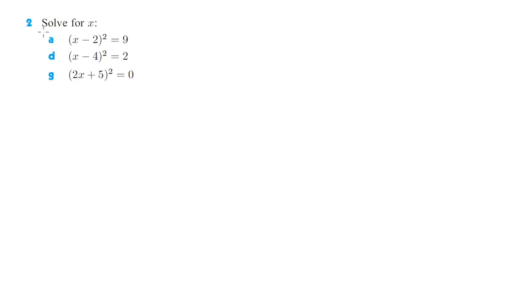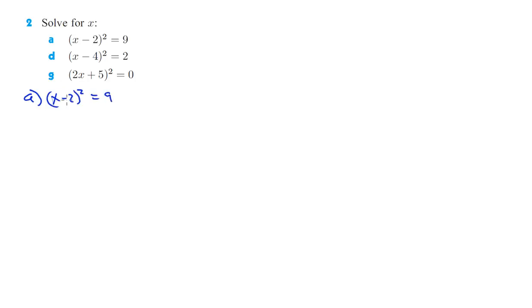Okay, so the first one we have here is number 2, solve for x. This is a little different than the 8D because we're actually solving and figuring out what x is. It's got an equation in there. So let's start with A here, and we have x minus 2 squared equals 9.